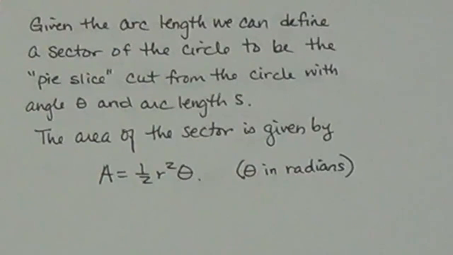Given the arc length, we can define a sector of a circle to be the pie slice cut from the circle with an angle theta and arc length s. The area of the sector is given by 1/2 r squared theta, where theta again is given in radians. So our picture would look like the following. Given a circle with radius r and arc length s for the central angle theta, the green slice there would be our sector. And the area of that sector would be 1/2 r squared theta.